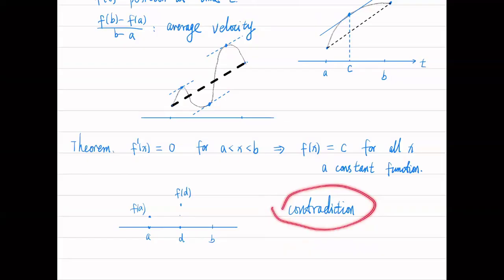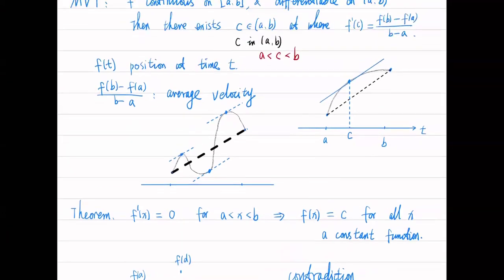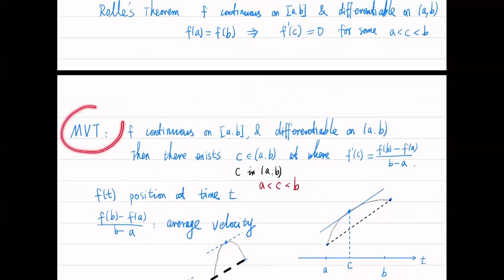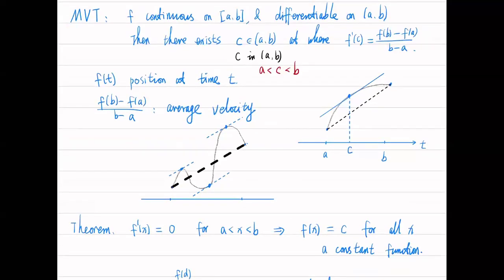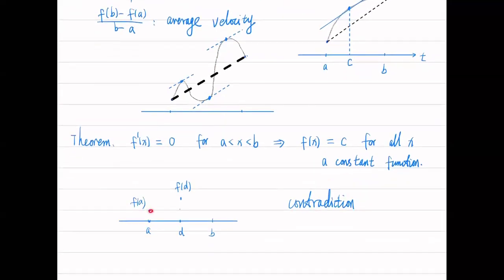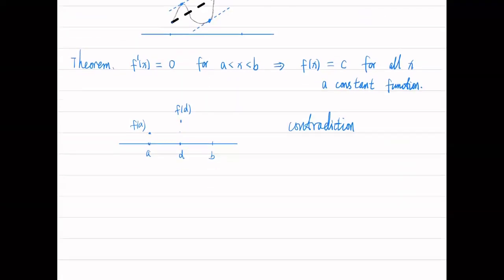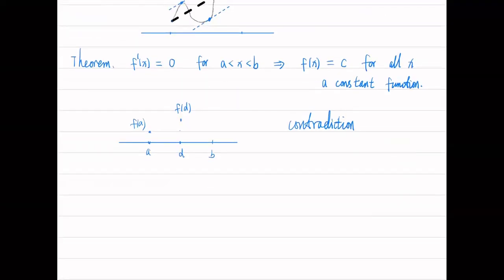So the two are inconsistent. We want to derive a contradiction from this assumption. If we have this, then we want to get a contradiction. To do this, we will apply our mean value theorem. We know the value is different, then there must be some point where the slope is not 0. So contradiction. Let me finish the proof.